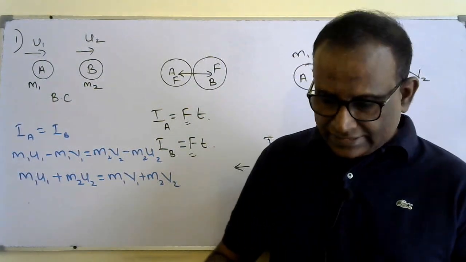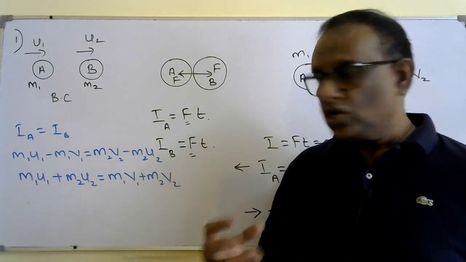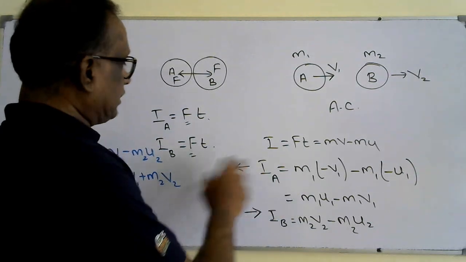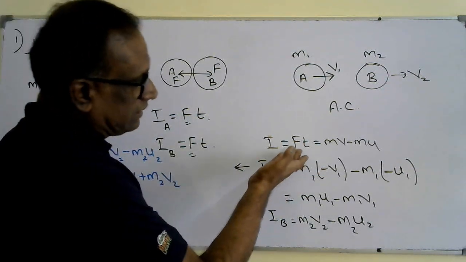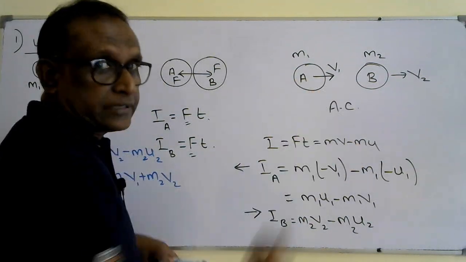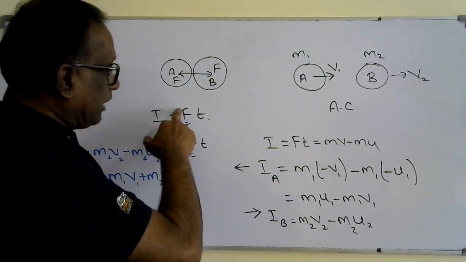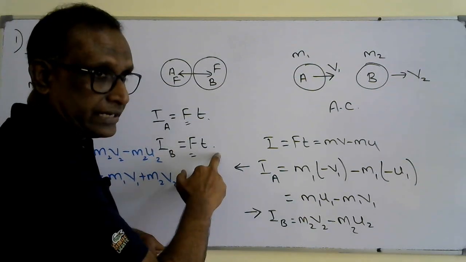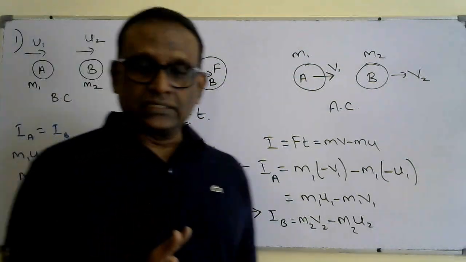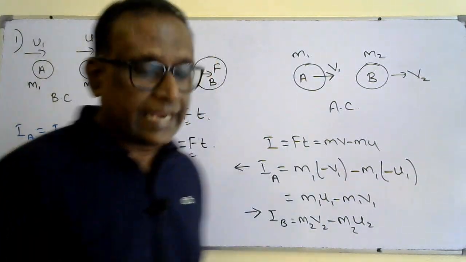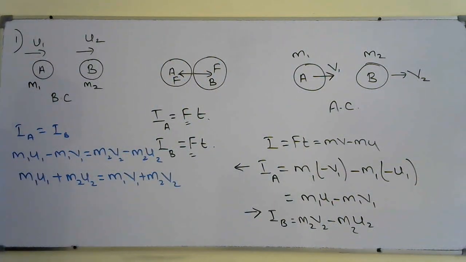So actually the law of conservation of momentum is not a special law. It's a combination of Newton's second law, which gives Ft equal mv minus mu, and Newton's third law, which says both have the same force for the same time period. So when we combine Newton's second law and third law during collision, we finally get the law of conservation of momentum. That's all related to momentum.